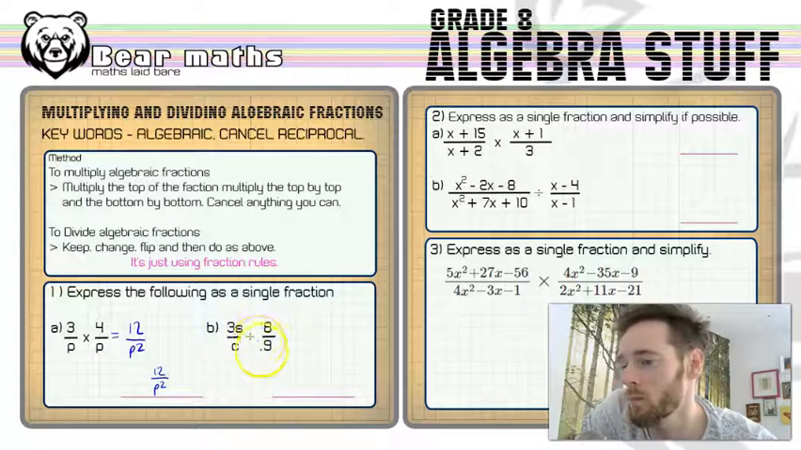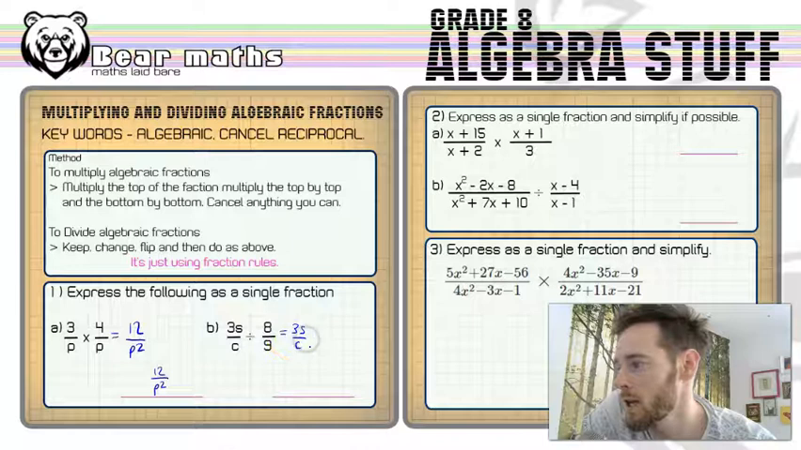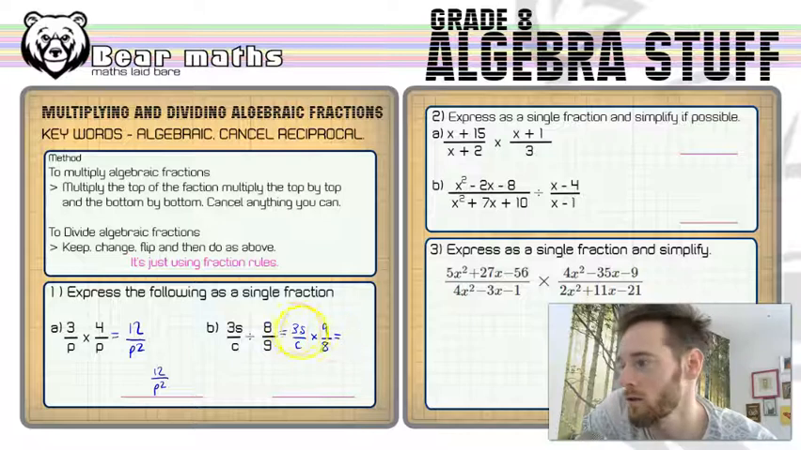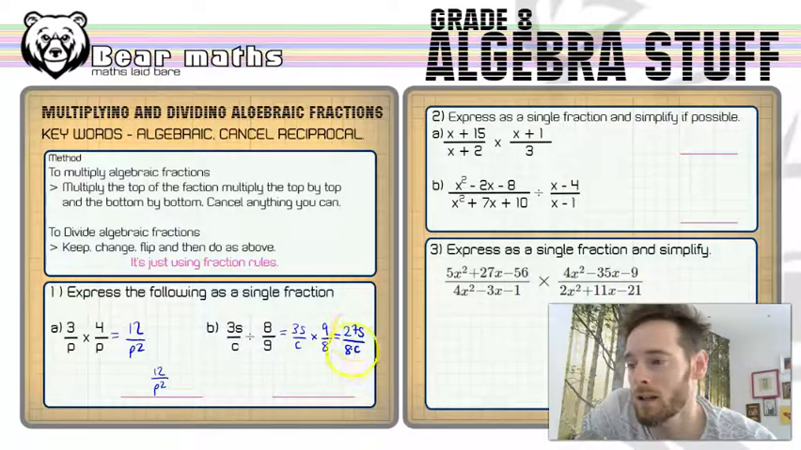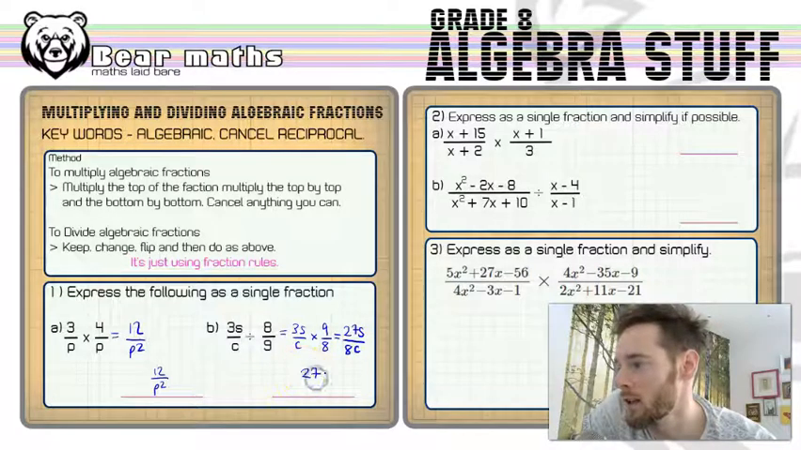This one, we've got to do a little bit more. We've got to keep, change, flip. So that's going to turn into 3s over c multiplied by 9 over 8. That then is going to be multiplied across. So 3s multiplied by 9 is 27s, and then c multiplied by 8 is 8c. That's how we'd write those ones. 27 and 8 there, you can't cancel anything there. S and C can't cancel anything there. So that is literally the answer.